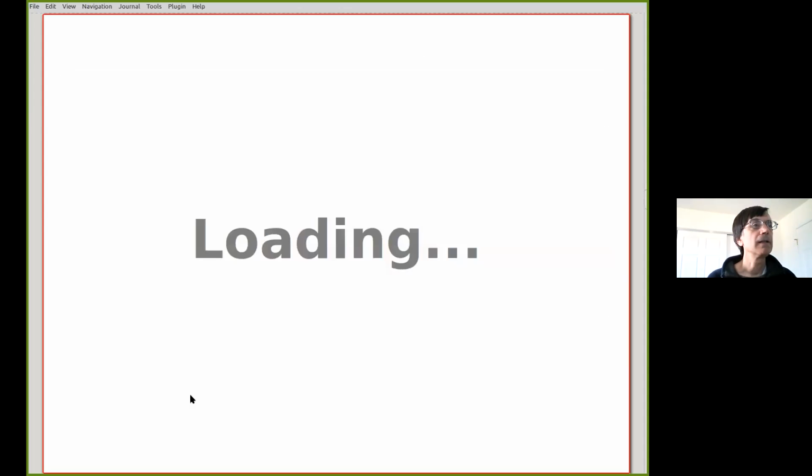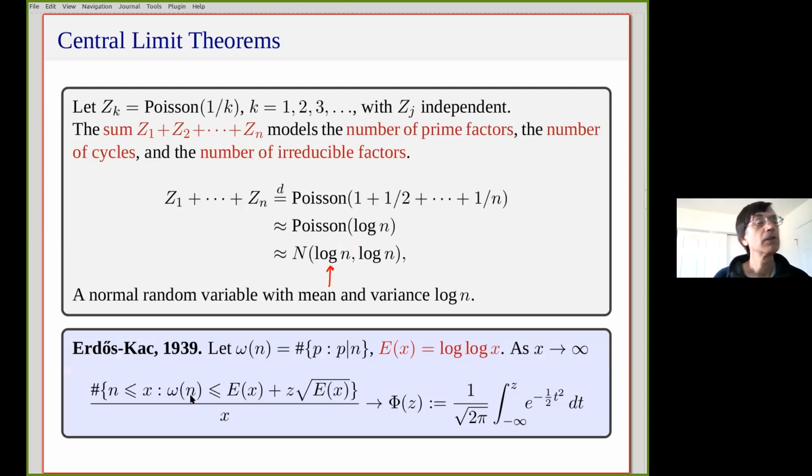All right, so in particular, we can count the total number of primary factors in each of these problems. That is, we can count the total number of prime factors of a random integer, or the total number of cycles, or the total number of irreducible factors. And the idea now is that that will be modeled by the sum z1 plus z2 up to zn.